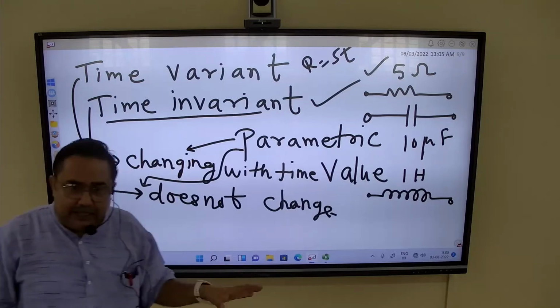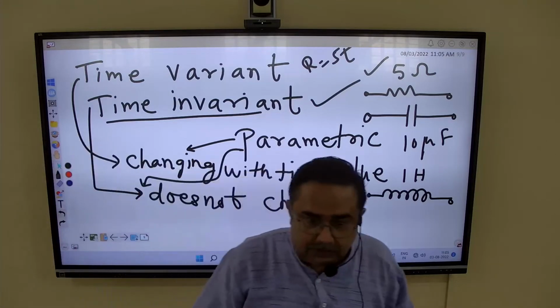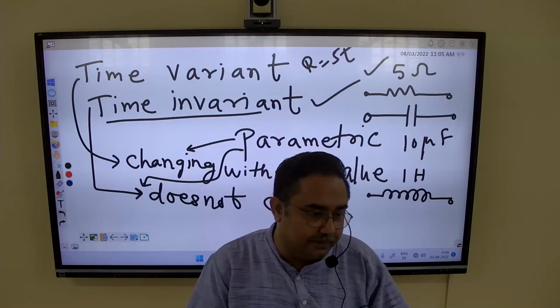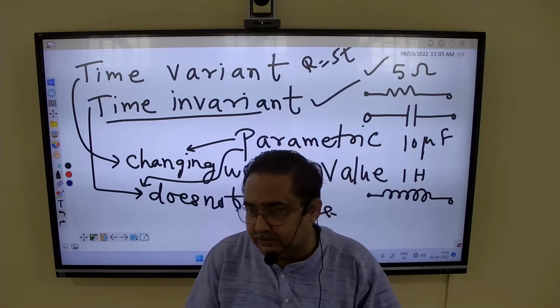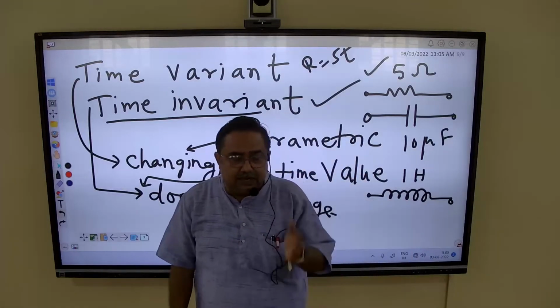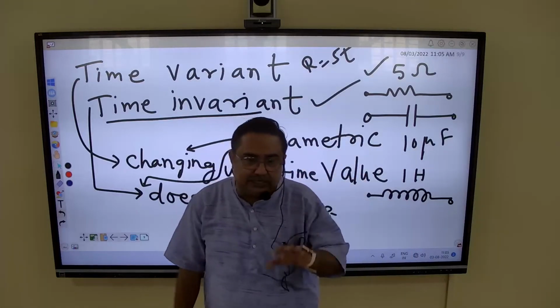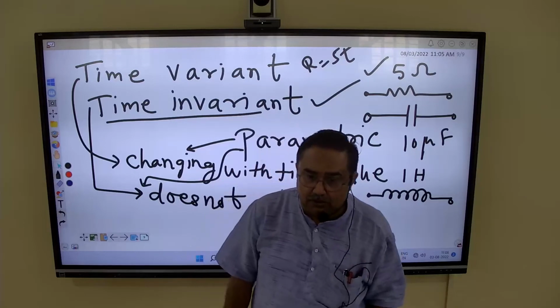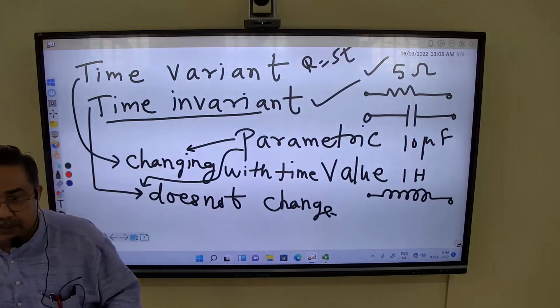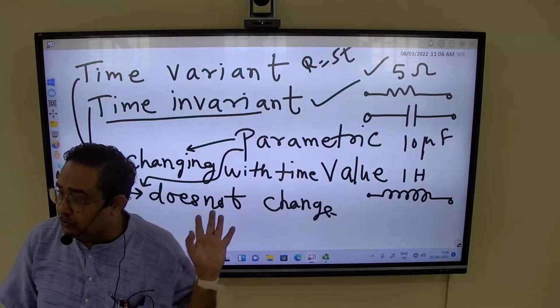You got today's terms: linear, non-linear, time variant. In the next class, we will deal with some of the terms which come while solving networks or circuits, like node, junction, mesh, loop. Clear? Any problem so far? Any doubt?